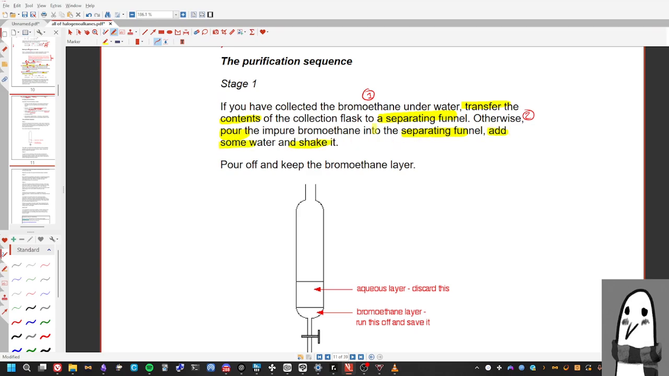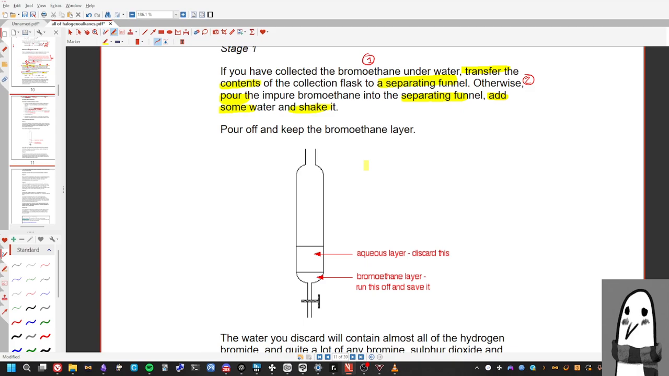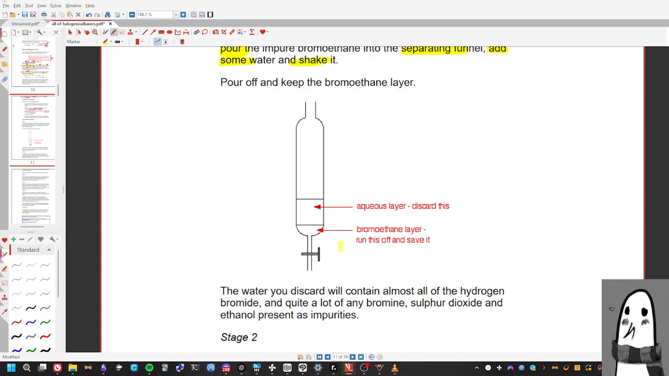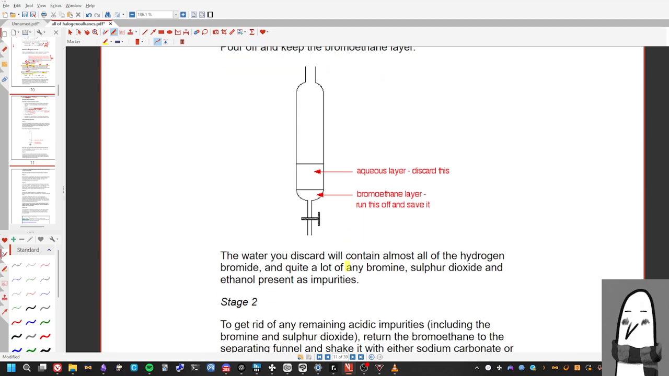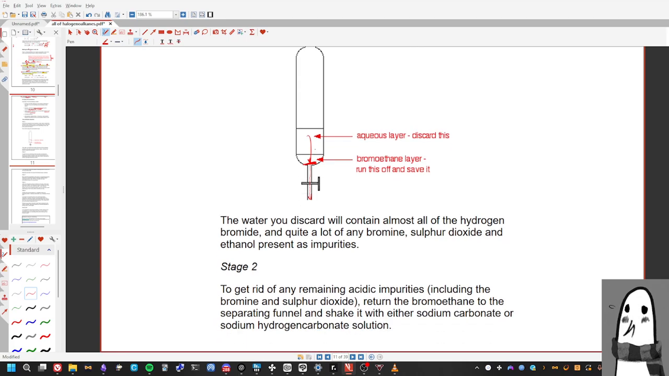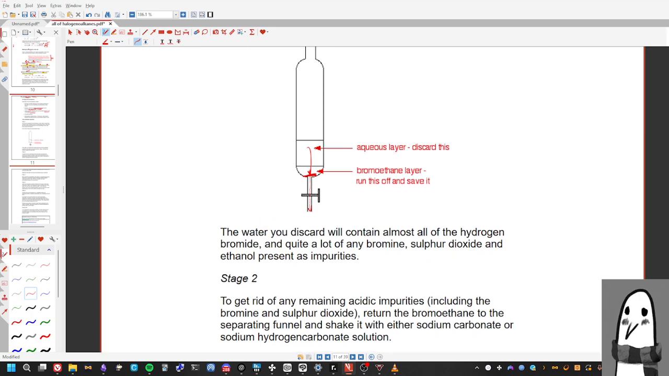Okay, pour off and keep the bromoethane layer. So you're going to have your aqueous layer and your bromoethane layer. What's going to be denser is the bromoethane layer. So you're going to let it go down and keep the tap shut when the aqueous layer comes in. Now the water you discard will contain almost all of the hydrogen bromide and quite a lot of any bromine, sulfur dioxide, and ethanol present as impurities. So this is still extremely hazardous. You want to take care of these properly.